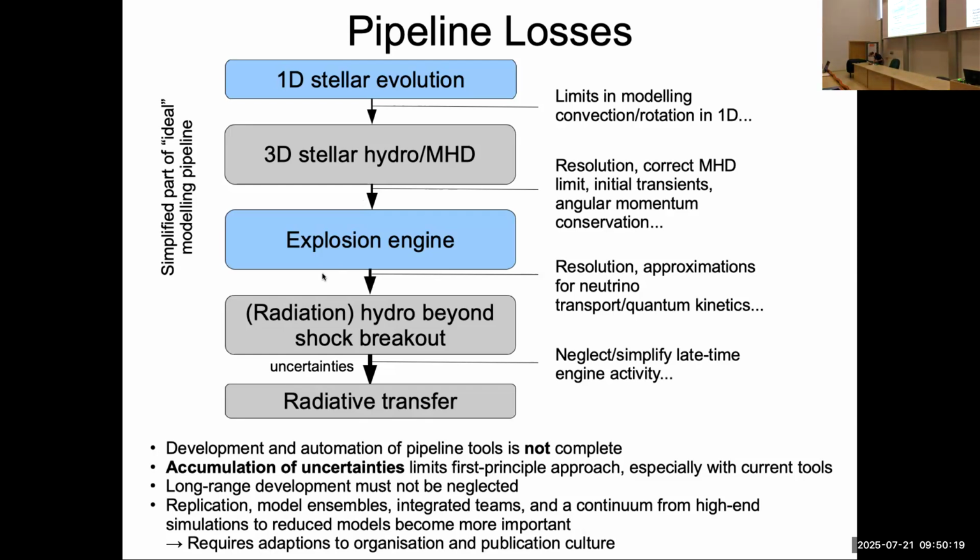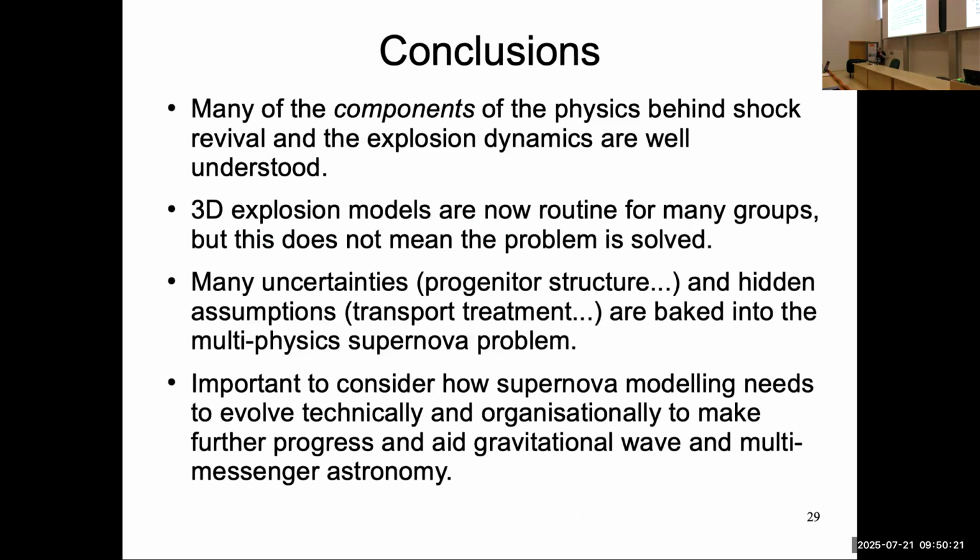The modeling of the explosion engine together with the progenitor modeling and with the multi-messenger modeling is going to require us, I think, also to adjust organizationally. And that's also something that I would like people to discuss at this meeting, perhaps. Not just the science, but also how do we prepare for the challenges of multi-messenger astronomy organizationally and technically. Let's not forget that's also an interesting question because that is what enables the science.